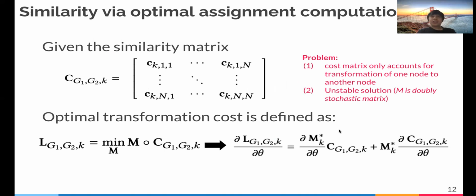However, this formulation has two problems. The first problem is that the cost matrix only defines the transformation from one node to another node in the other graph. But we also need the cost for node additions and deletions as well. Second, these solutions and the gradients of the LP formulations are highly unstable, which makes gradient-based learning very challenging to solve with this approach.